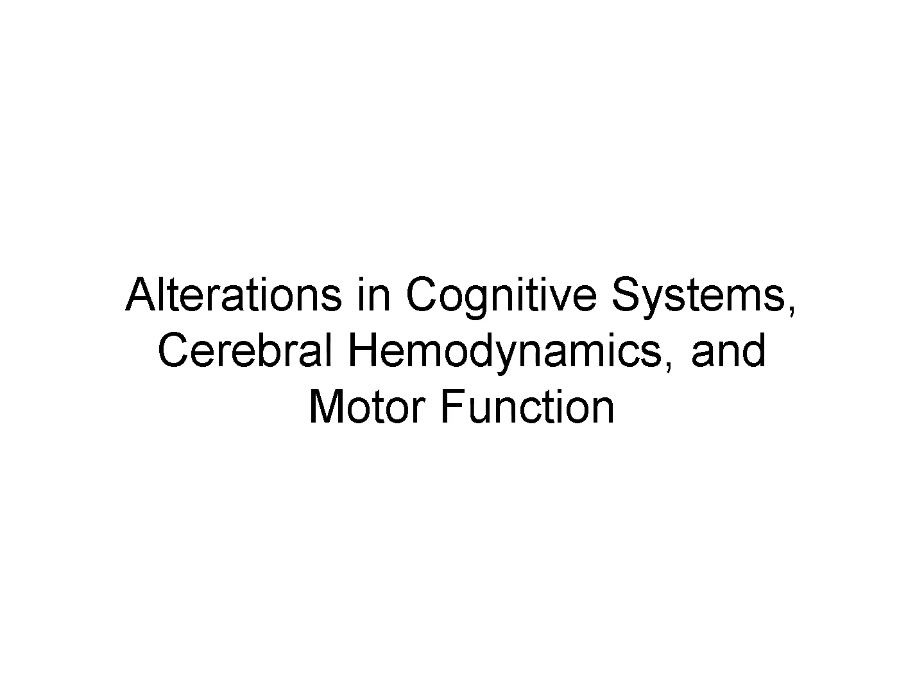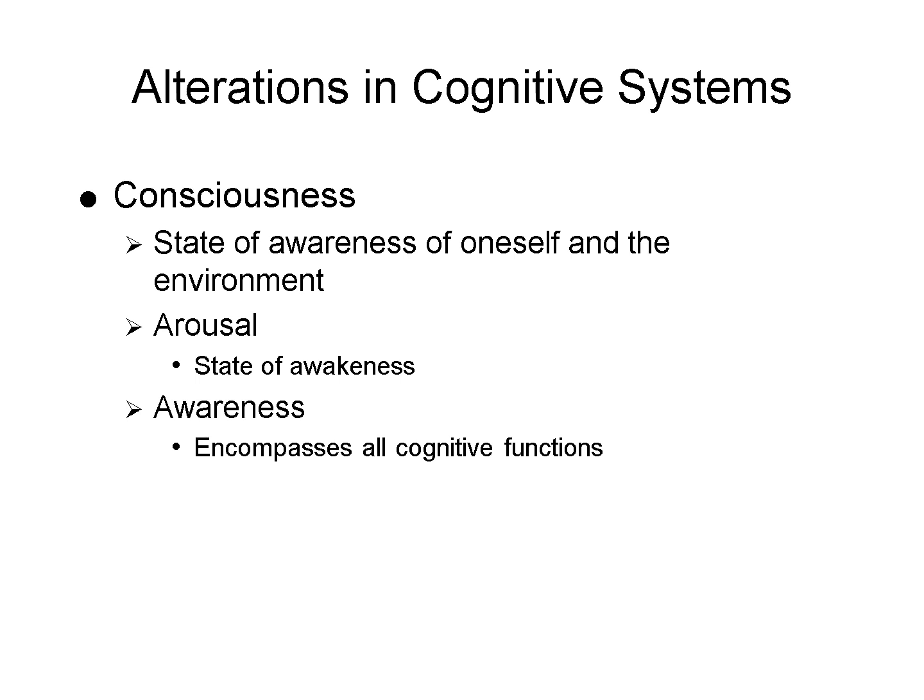alterations in cognitive systems, cerebral hemodynamics, and motor function. Cognitive functions involve awareness of self and the surrounding environment. Consciousness is the combination of two critical components: arousal, or the state of awakeness, and awareness, which includes all cognitive processes. Disturbances in either domain can indicate serious neurologic conditions requiring immediate evaluation.